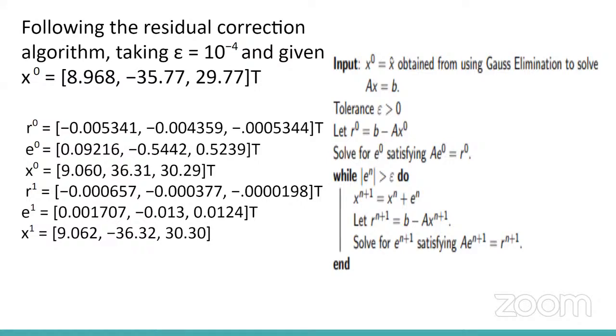8.968 as X naught for the first instance, or what? No, we are going to put these values, this 8.968, comma minus 35.77 and 29.77. These are the values, like x1, x2, x3, that we got from using Gaussian elimination to solve the question. So we are just inputting everything there as X naught as a matrix itself. We are just putting everything there. So in the end, we'll multiply it with matrix A. So it's going to be like a square matrix multiplying a normal row matrix.